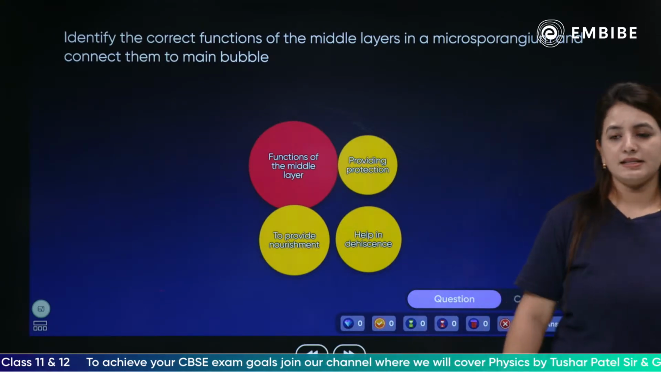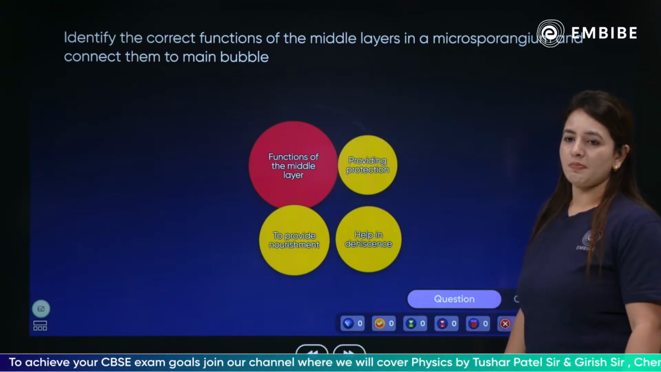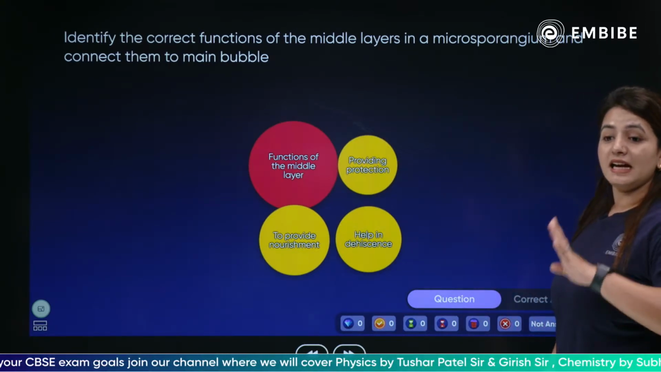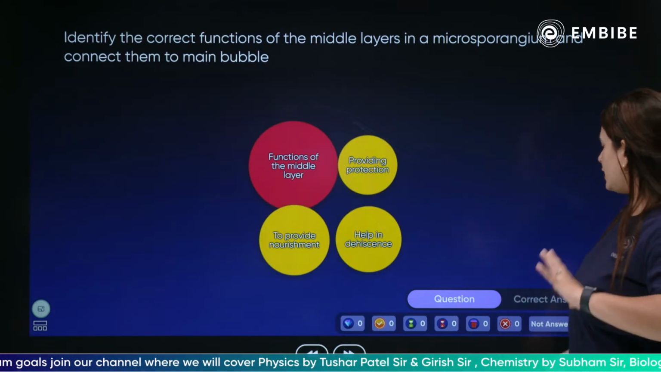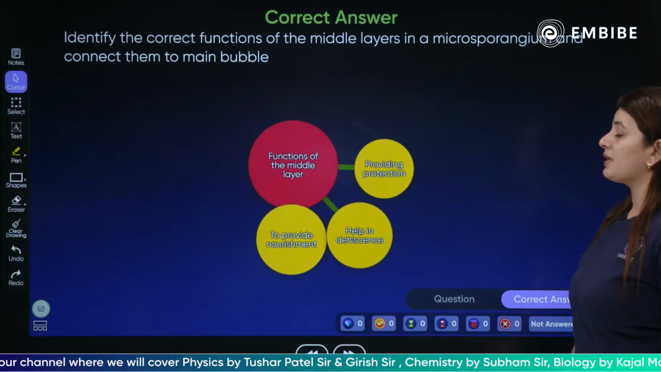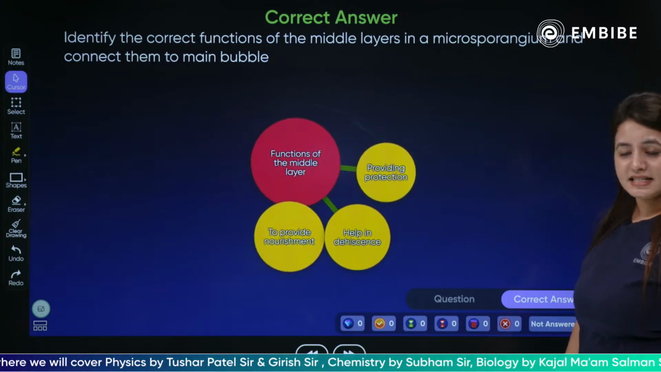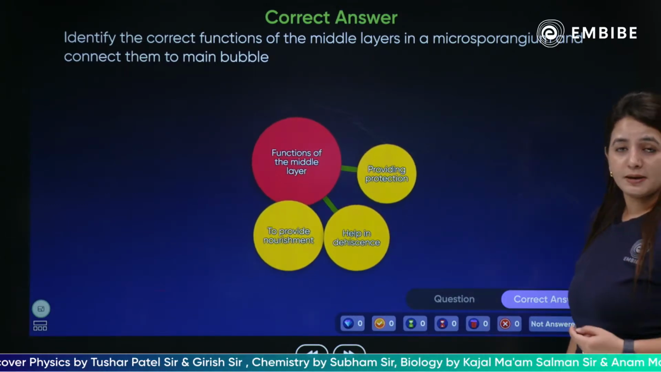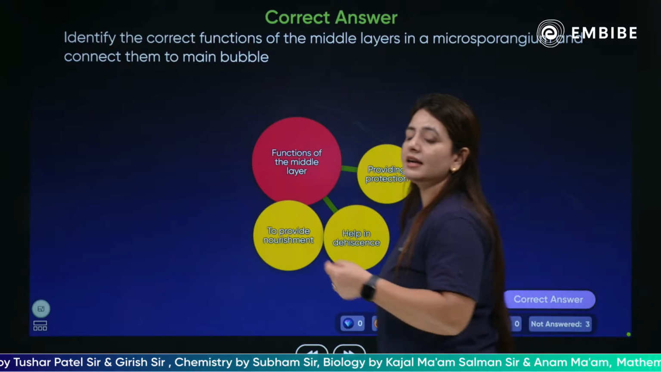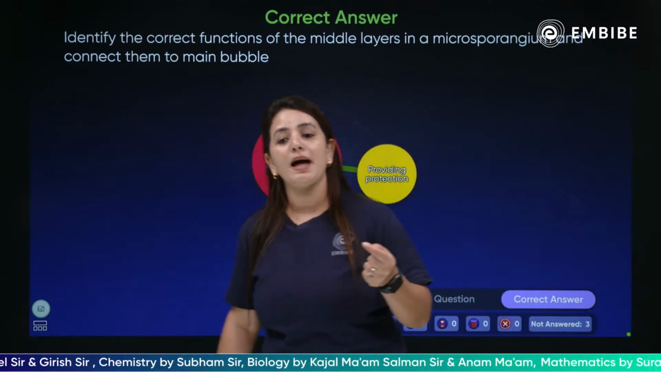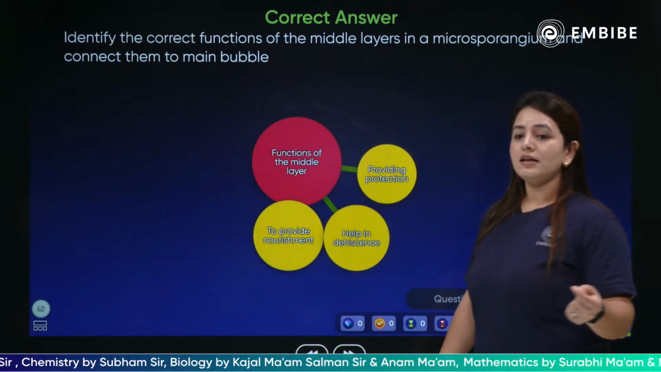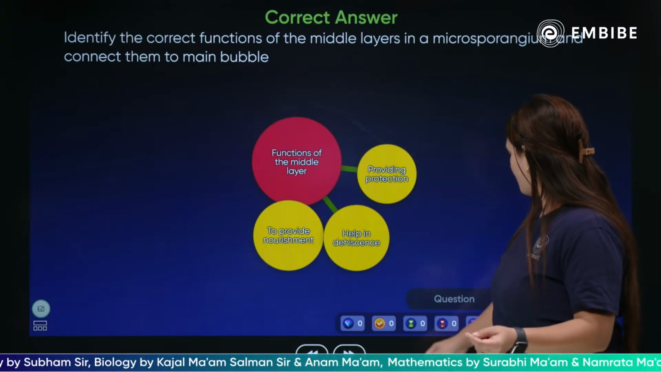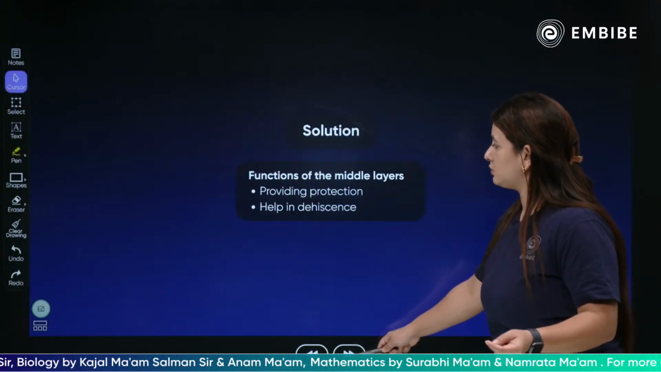Very easy, I guess. Children, the 3 layers of the microsporangium are totally to provide protection and help in dehiscence. But only the tapetum layer, the innermost layer, helps in the nourishment of the microspore. Clear? Very easy. We have just discussed everything related to this.